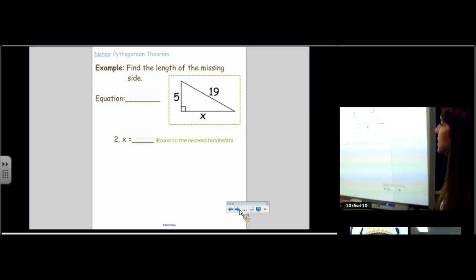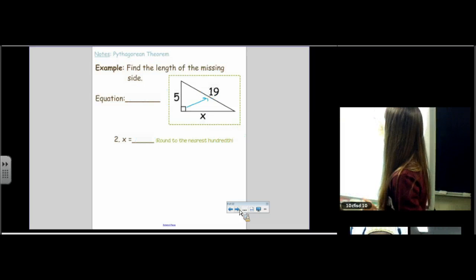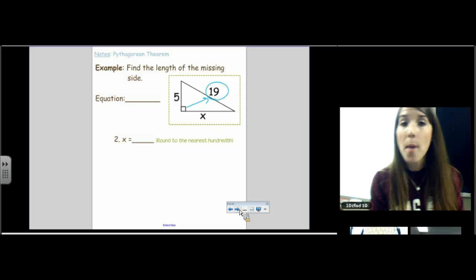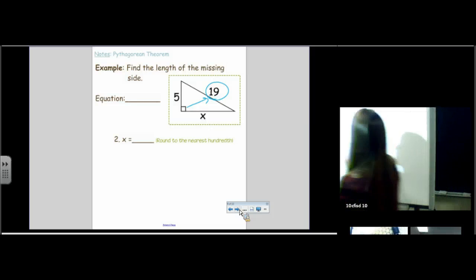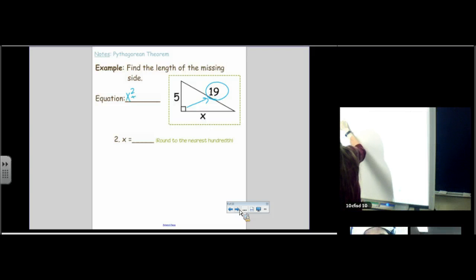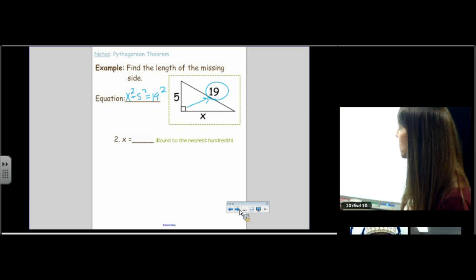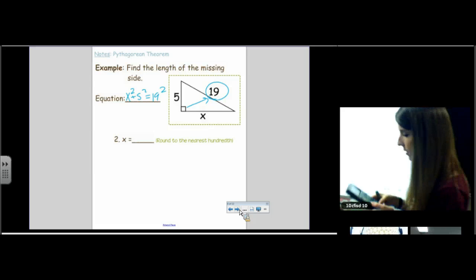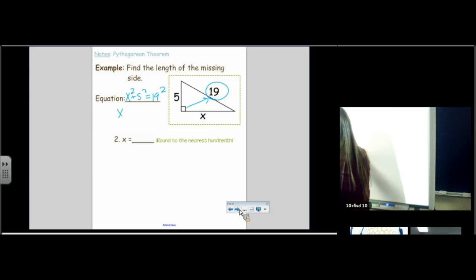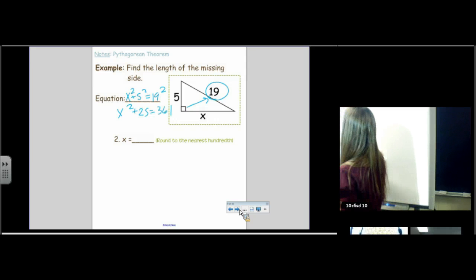Moving on, let's try this one. Draw an arrow away from the box and circle it. That is your hypotenuse. So this one's going to be a little bit different. We're looking for a leg. We're not looking for a hypotenuse. A squared plus b squared equals c squared. It doesn't matter which one you put first. You can go ahead and square those things. X squared plus 25 equals 361.